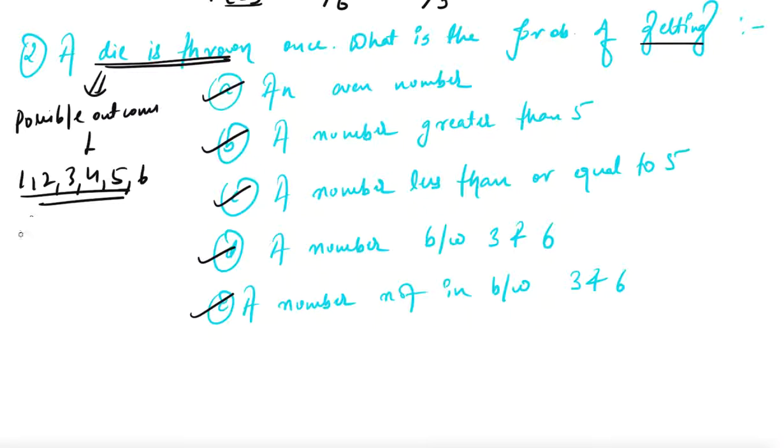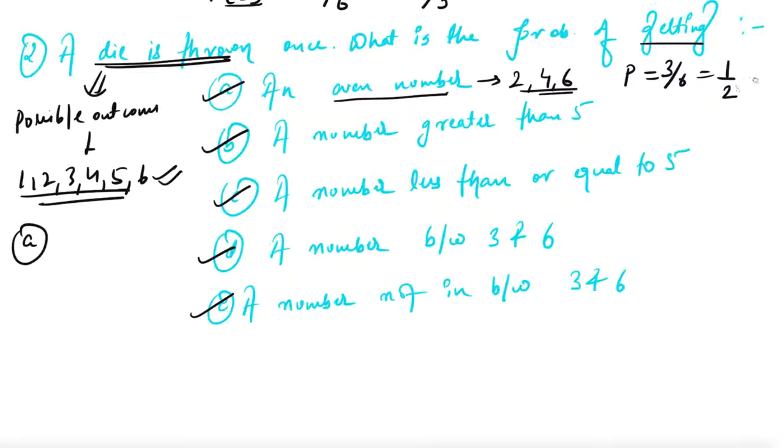Now let us take the first case, A. I want an even number. What are my even numbers? 2, 4 and 6. So the probability will be 3 events out of 6 events, that is 3 by 6, 1 by 2. Now what is the meaning of this 1 by 2? The probability of getting an even number is 1 by 2. It means that when you do this experiment, there is a 50% chance that you will get an even number.